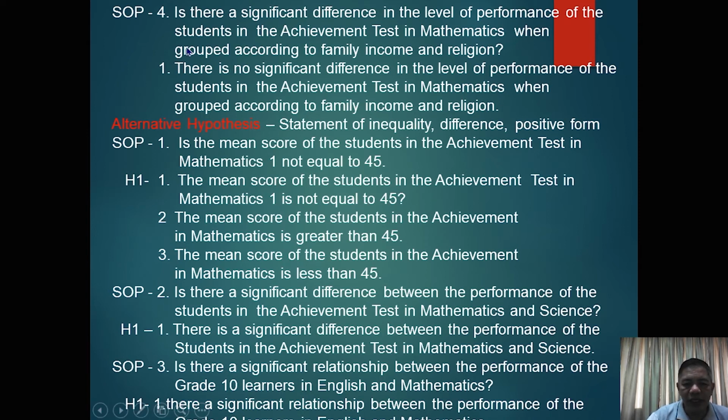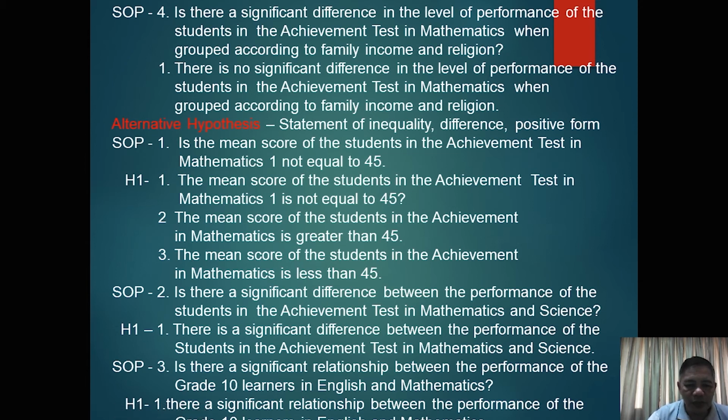So it's inequality. Then we have: the mean score of the students in the achievement test in mathematics 1 is greater than 45. Then: the mean score of the students in the achievement test in mathematics 1 is less than 45. So these are the alternative hypotheses for this particular specific question. By the way, this is the opposite of the examples in the null hypothesis.